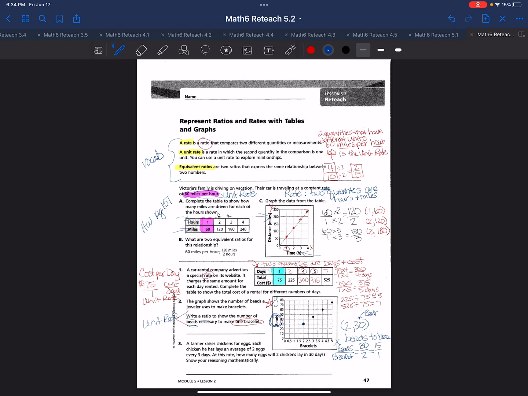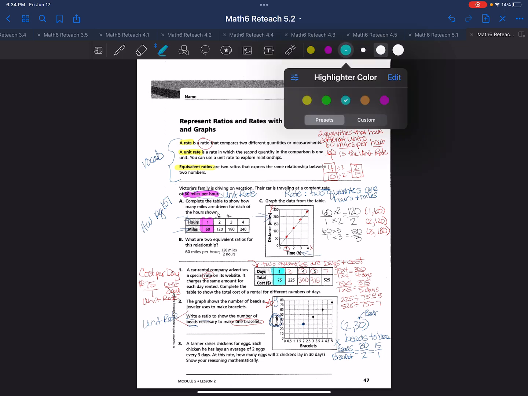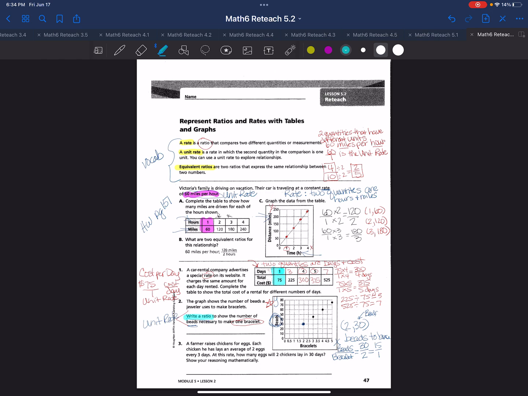And we want to know one bracelet. So how many beads would it take? It would take 15 beads for one bracelet. But in my problem here, we're going to go back to the problem. It says write a ratio. So it doesn't want a sentence there, it wants a ratio. So if I want beads to bracelet, it would be 15 to 1, or 15 over 1. You would write it like that.